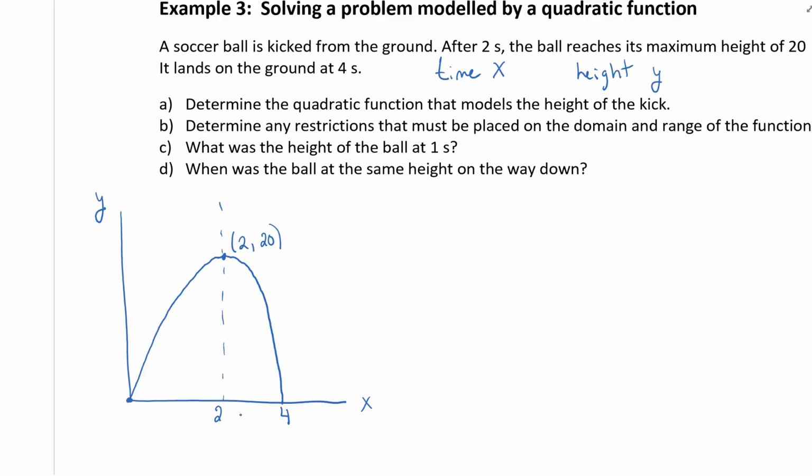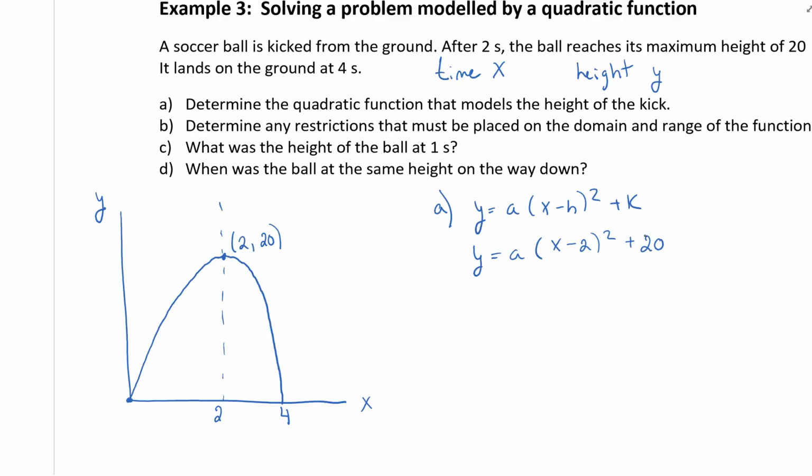Now it says determine the quadratic function that models the height. Okay, well, let's use our vertex form. y is equal to a(x minus h) squared plus k. And in the vertex form, I can put in the 2 and the 20 as my h and k. So minus 2, oops, need the x in there, don't forget that. x minus 2 squared plus 20. Okay, is there anything else I can plug in there?